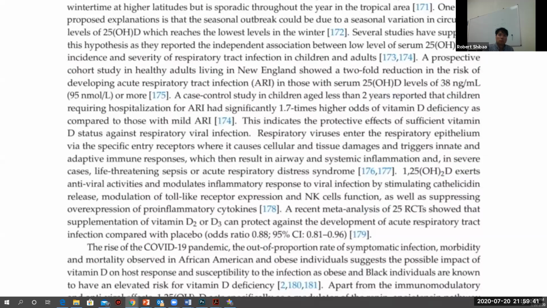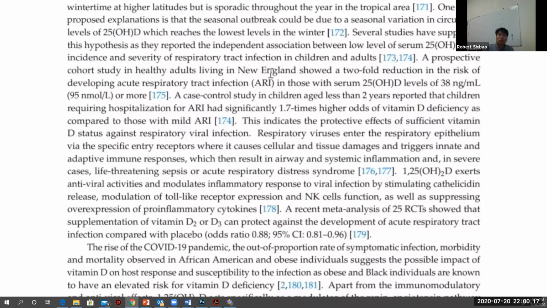So the question for those that say, well, do we actually have any randomized controlled trials that show that vitamin D works in reducing acute respiratory infections? Well, here we go. One of the proposed explanations is that the seasonal outbreak could be due to a seasonal variation in circulating levels of 25-hydroxy-D, which reaches the lowest levels in the winter. Several studies have supported this hypothesis as they reported the independent association between low-level serum 25-hydroxyvitamin D and the incidence and severity of respiratory tract infections in children and adults.